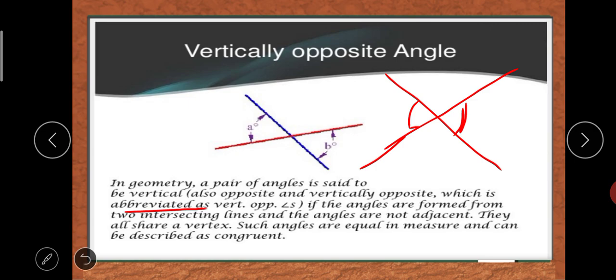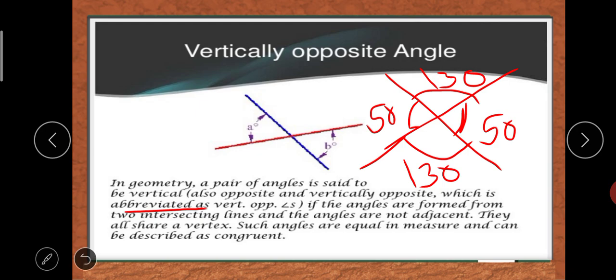Congruent means they are equal in their measurement. Suppose this angle is 50 degrees. So the opposite angle will be what? 50. So we say it is congruent. Their measurement is the same. In the same way, here this angle and this angle will be vertical opposite angles. Suppose this angle is 130. Then the opposite angle will be 130. We say they are congruent. Understood?